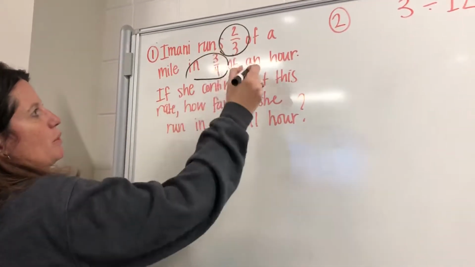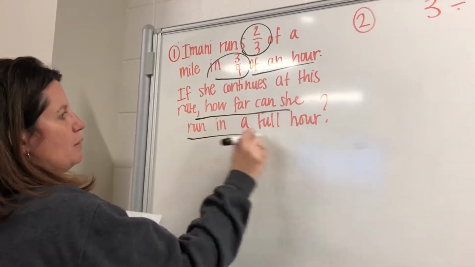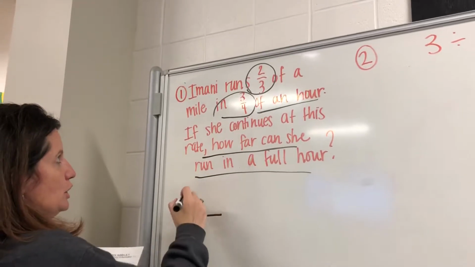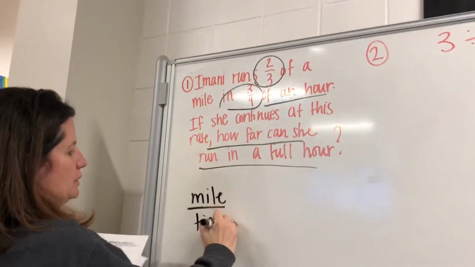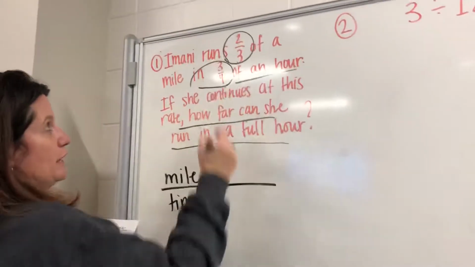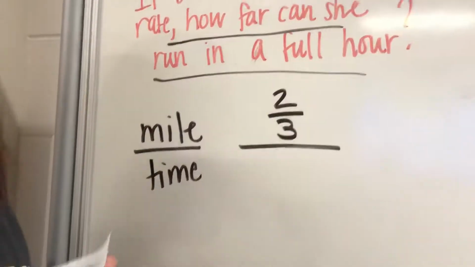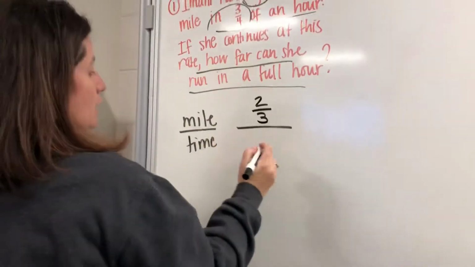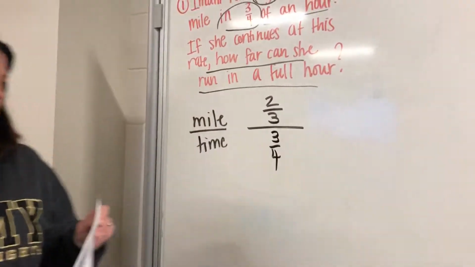Okay, so this is a unit rate of an hour. If she continues at this rate, how far can she run in a full hour? I'm looking at how far she can run a mile in an amount of time, so a distance over time. I'm going to place my first fraction that's going to represent the miles on the top of the line, and then I'm going to place the amount that is in time below the line.